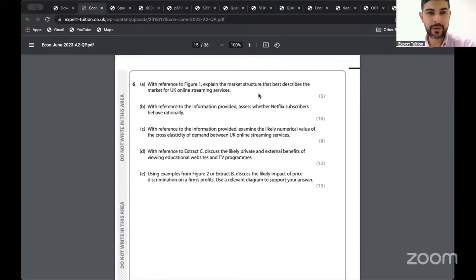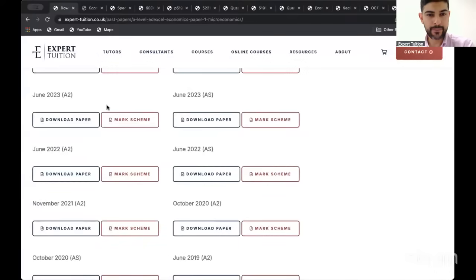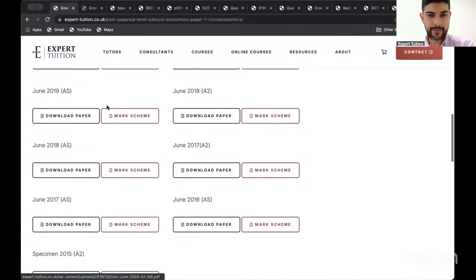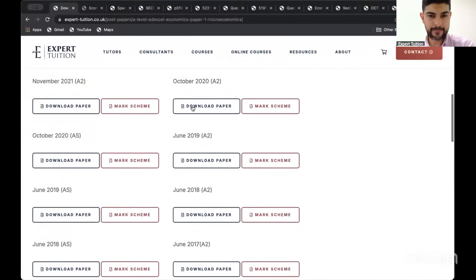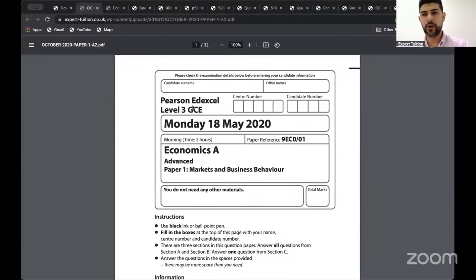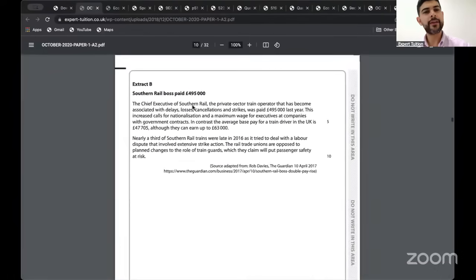Second type of question that you can get about price discrimination, October 2020. October 2020 has the following question. Oh, it loaded fast for once. Here we go.